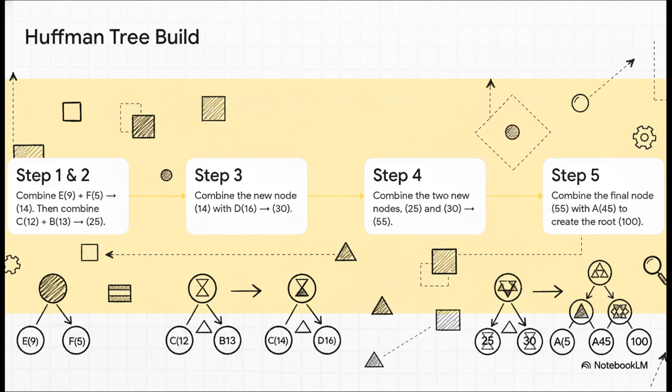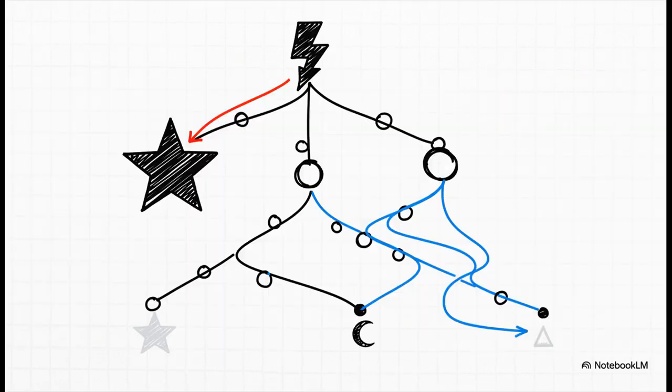Now the new node we made from E and F gets combined with D. You see the pattern here? We just keep going, always picking the two lowest frequency nodes available and merging them until everything is connected all the way up to a single root at the top. And here is the magic. The final structure of this tree is the optimal code.